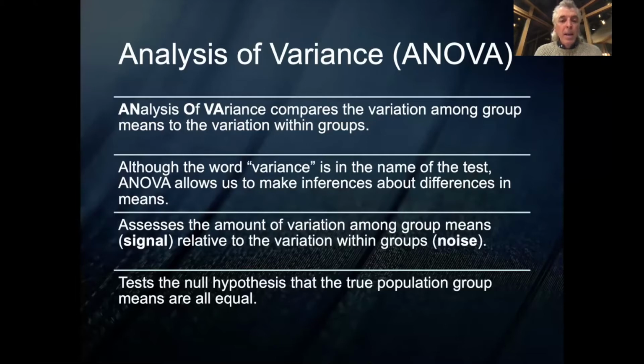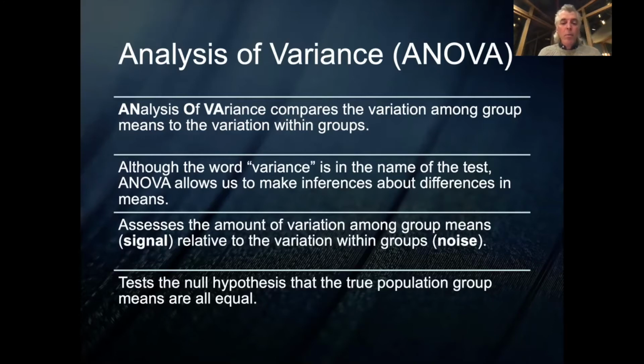Now, although the name of the statistical test is analysis of variance, we aren't really comparing variances across groups. We are, in fact, comparing means across groups. But an analysis of variance does take all of the variation that exists in the data and sorts out how much of that variation exists among groups and how much of that variation exists within groups. And this is where the name analysis of variance comes from.